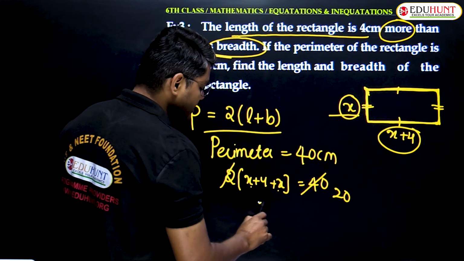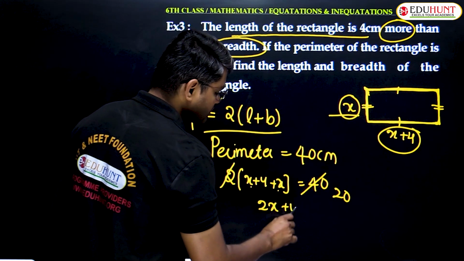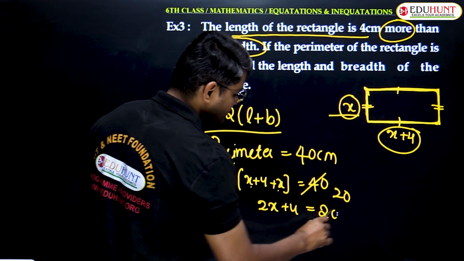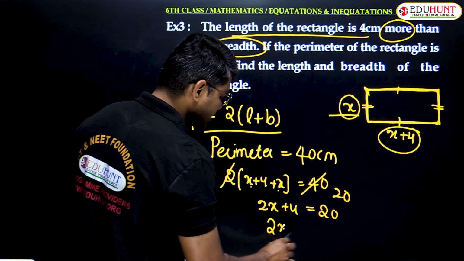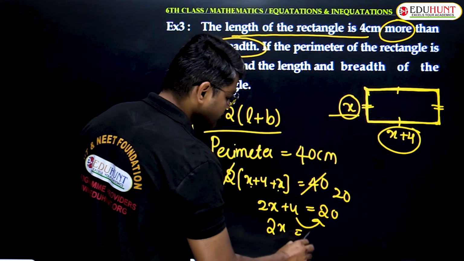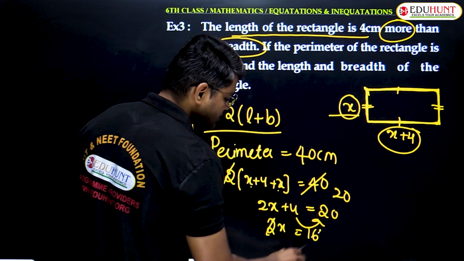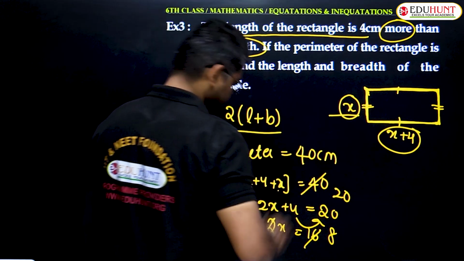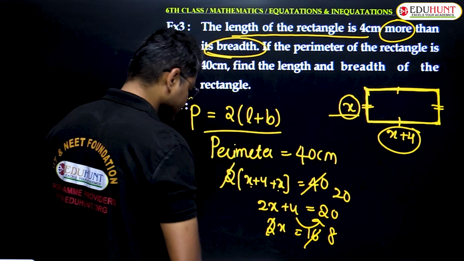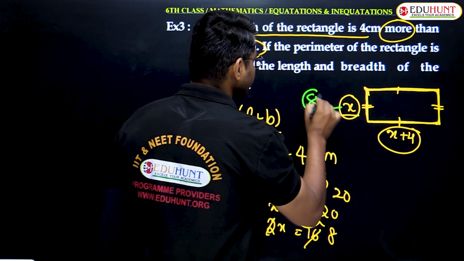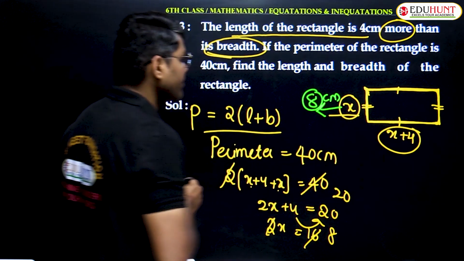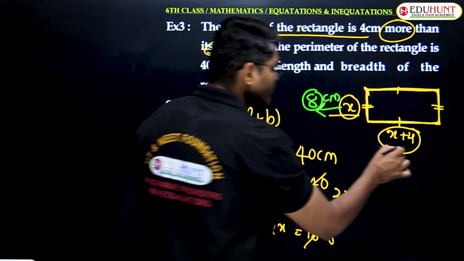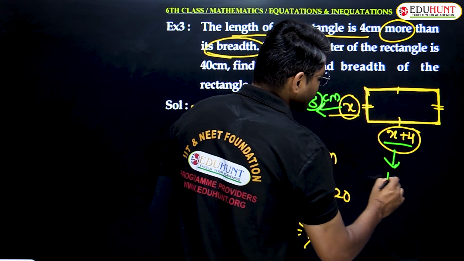x plus x plus 4 equals 20, so 2x + 4 = 20. 2x equals 20 minus 4, which is 16. 2 eights are 16, so x is 8. This is 8 centimeters, the breadth, and the length is 4 plus 8, which is 12.